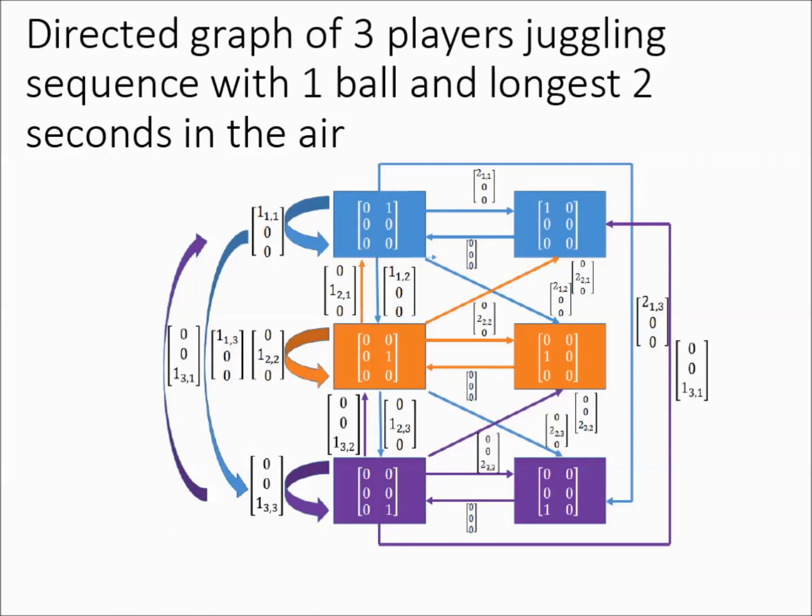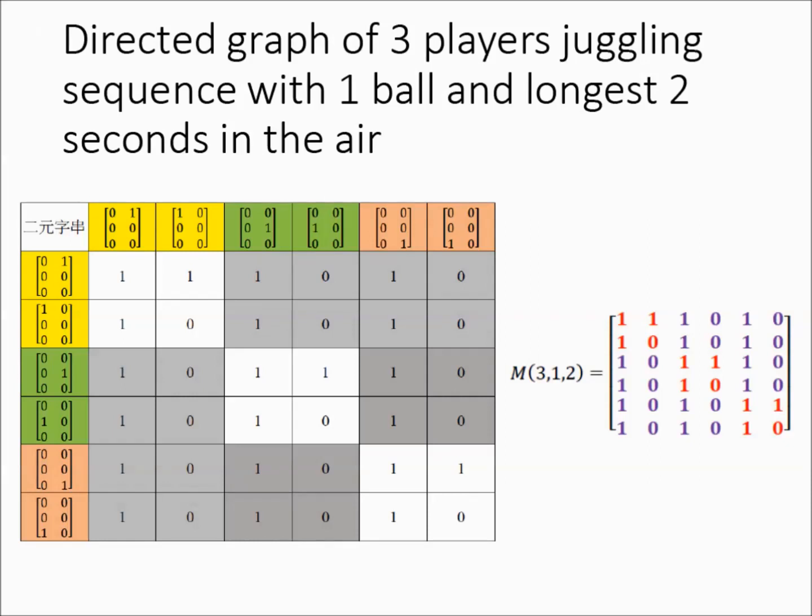And this is the directed graph of a 3-player juggling sequence with one ball and 2 seconds in the air. This is a directed graph of a 3-player juggling sequence with one ball and longest 2 seconds in the air.